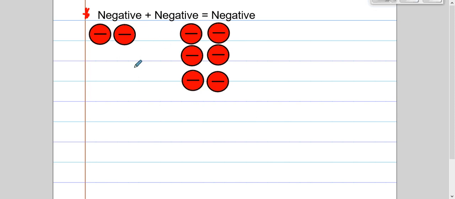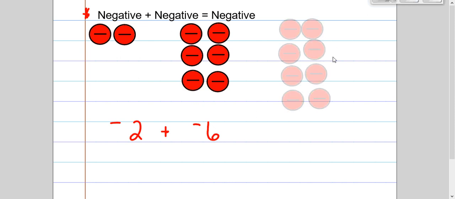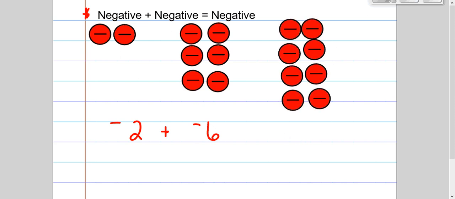So you can say that -2 plus -6 gives me a total of 8 negatives. So my answer is -8.